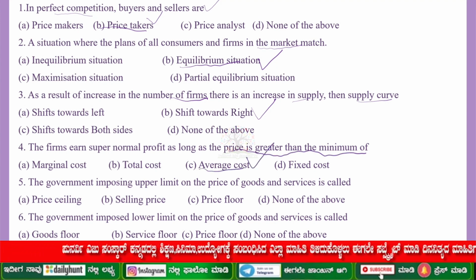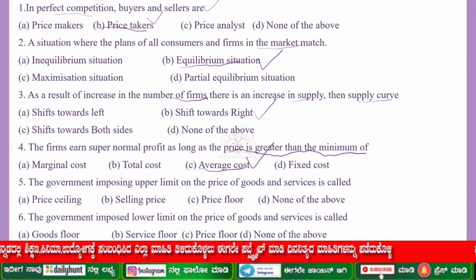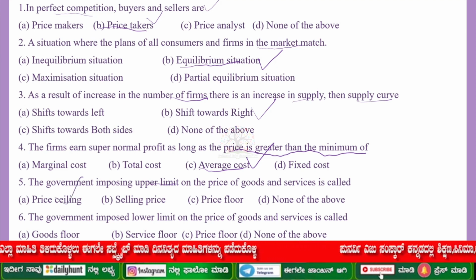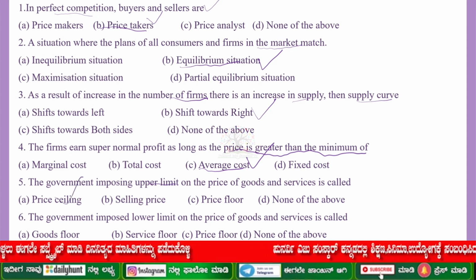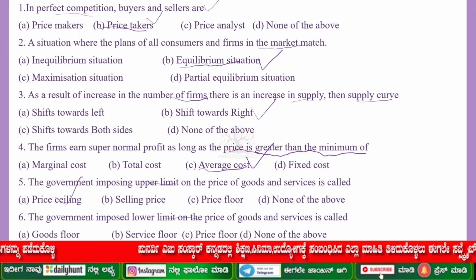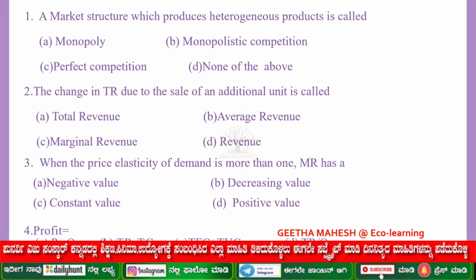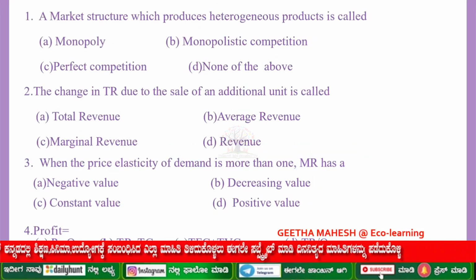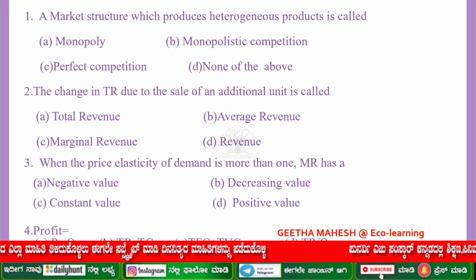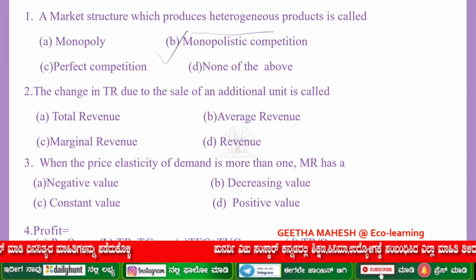Government imposing an upper limit on the prices of goods and services is called a price ceiling. Government imposing a lower limit on the prices of goods and services is a price floor. A market structure which produces differentiated products is monopolistic competition.